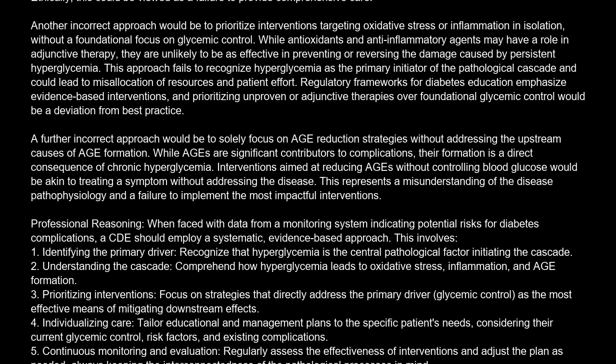Tailor educational and management plans to the specific patient's needs, considering their current glycemic control, risk factors, and existing complications. 5. Continuous monitoring and evaluation. Regularly assess the effectiveness of interventions and adjust the plan as needed, always keeping the interconnectedness of the pathological processes in mind. This systematic approach ensures that patient care is grounded in a deep understanding of diabetes pathophysiology and adheres to the highest ethical and professional standards.